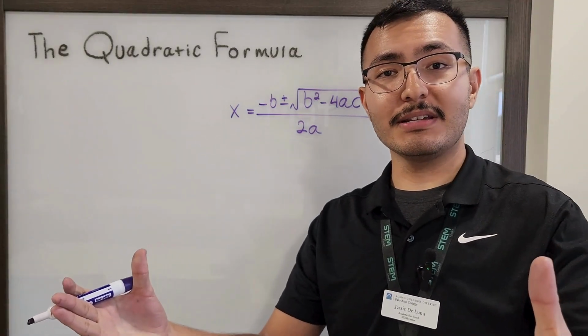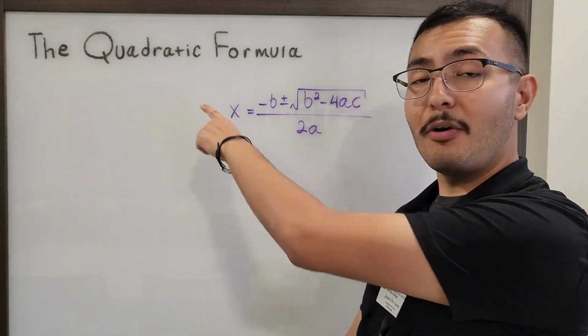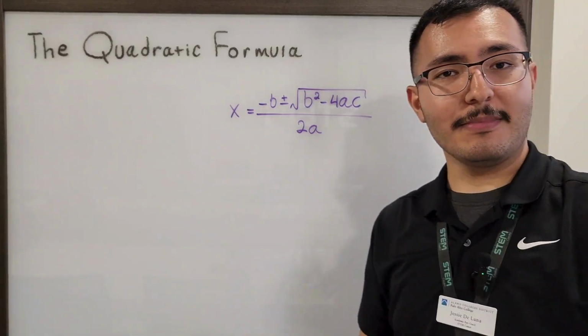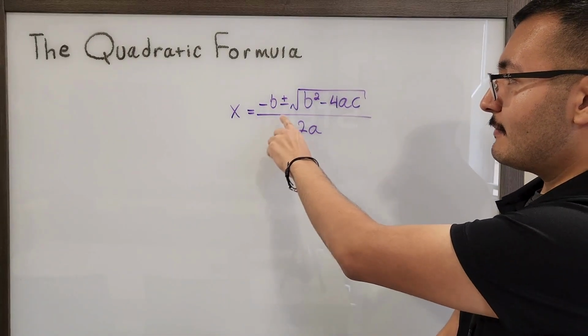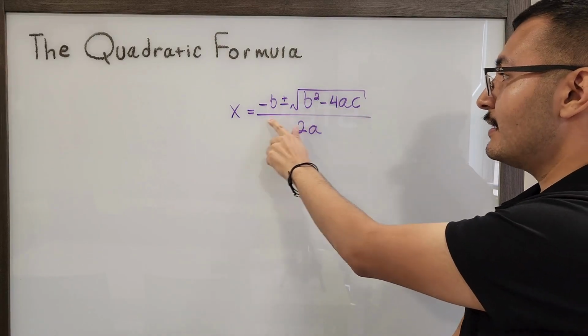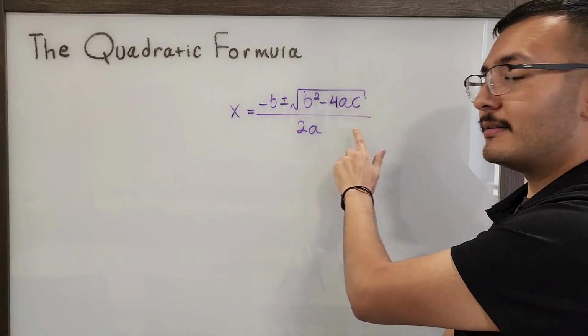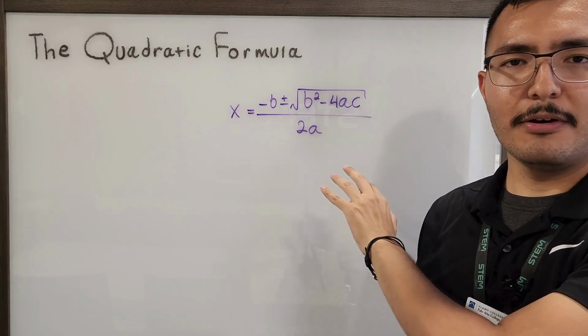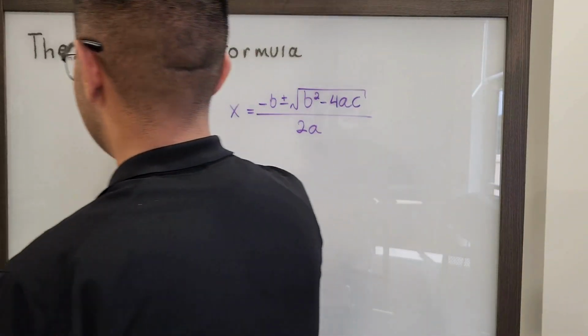Hello everyone, my name is Jesse and today we are going to talk about the quadratic formula. So the quadratic formula is this formula right here behind me. X equals negative b plus or minus the square root of b squared minus 4ac, all of that divided by 2a. So you're going to run into this formula when you're asked to solve equations like this.